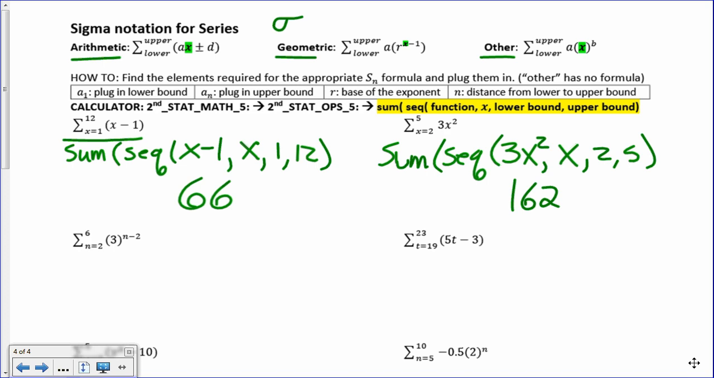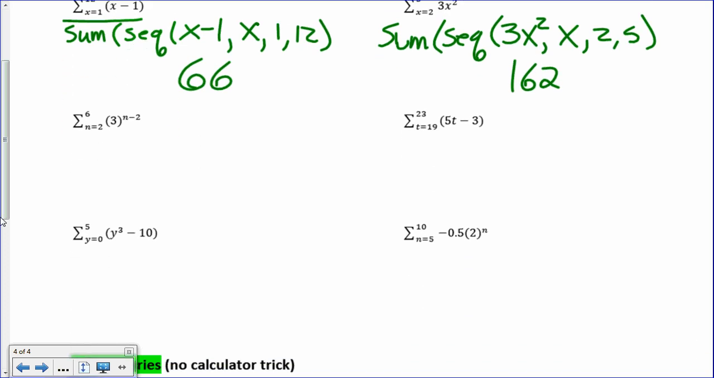You should put 1 for the set. You get the different variables. We're just turning all the variables to x. Right? This one: second stat math 5, and second stat ops 5, sequence.